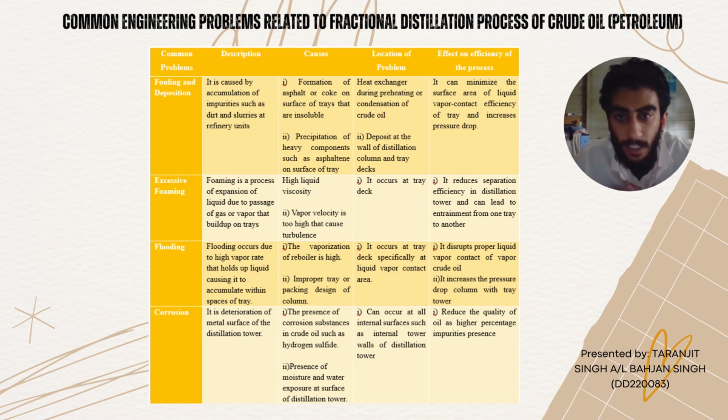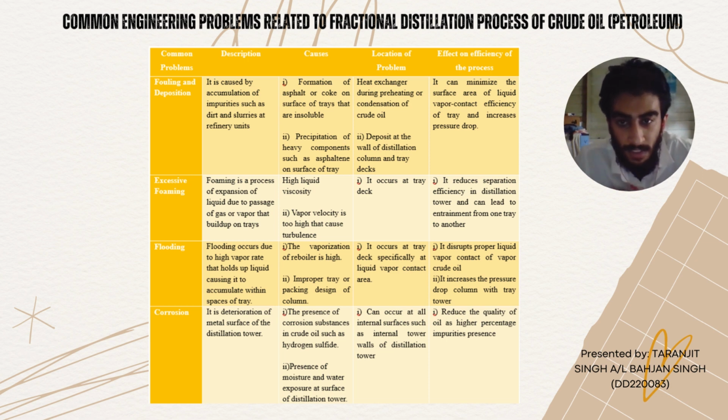What is that? It is caused by accumulation of impurities such as dirt and slurries at the refinery units. What are the causes? It is the formation of asphalt or coke on the surface of trays that are insoluble. It is also caused by precipitation of heavy components such as asphaltene on the surface of the tray. The location of the problem is at the heat exchanger during the preheating or condensation of the crude oil, and deposits at the wall of the distillation column and the tray deck. So how does it affect the efficiency of the process? It can minimize the surface area of liquid vapor contact, reduce the efficiency of the tray, and increase the pressure drop.